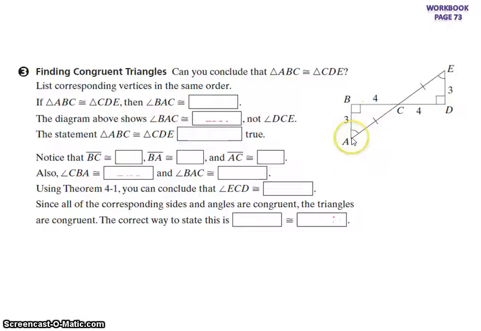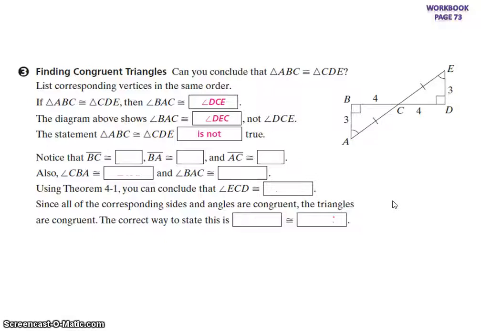Maybe you've seen where I'm going with this. We start ABC and then CDE, they call it. So if ABC is congruent to CDE, then angle BAC here would have to be congruent to DCE, and it's not, or at least we can't prove that it is one way or the other. So the diagram above shows that BAC is congruent to DEC, not DCE. Seems like I'm saying a lot of initials, but that's just the way it goes. Anyway, the statement of triangle ABC congruent to the triangle CDE is therefore not true.